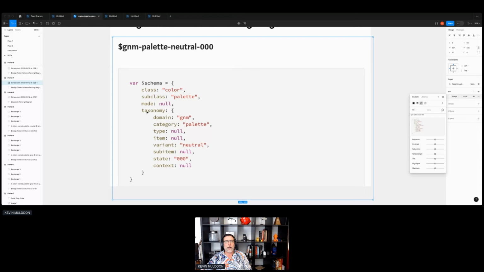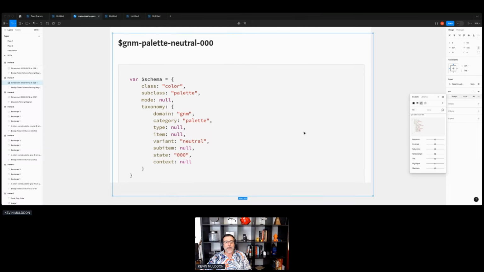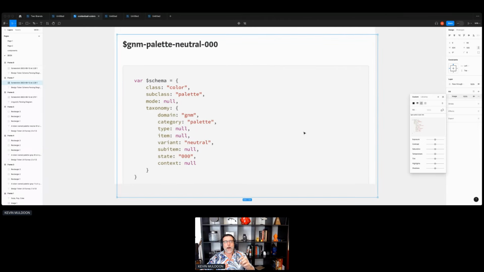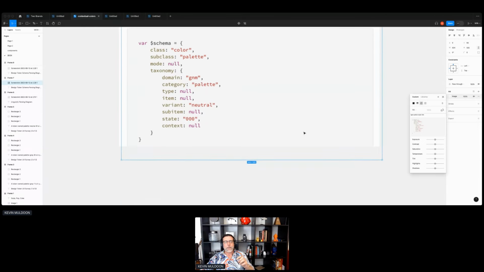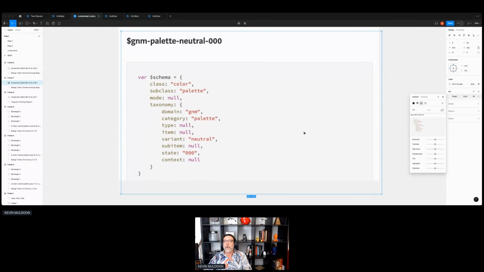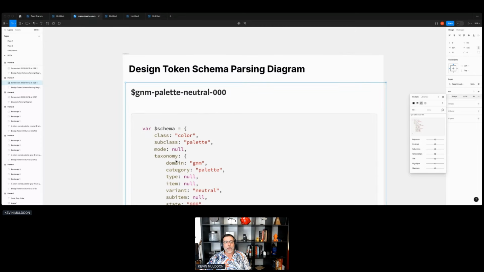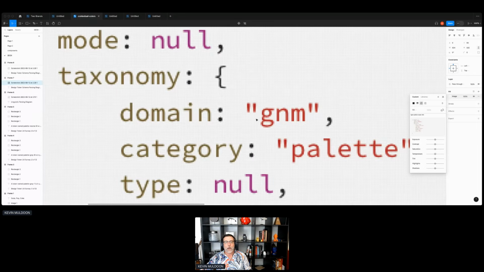So for instance, in this taxonomy, we see a domain, a category, a type, an item, a variant, a sub-item, a state, a context. Guess what? That's a lot of stuff. And it's going to be really difficult to actually describe everything. But I can probably get you a little bit of a hint there. But a lot of this is really about best practice. How do you name a design token? And one most curious thing is this idea of a domain.